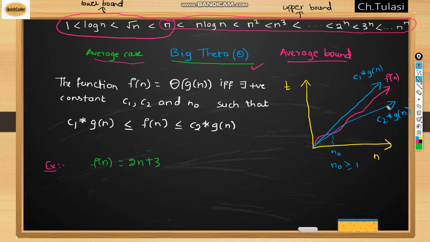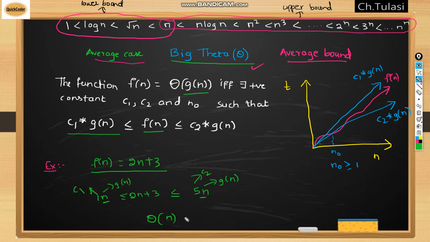Now let's see the example here. Our function f of n should be greater than or equal to c1 into g of n and less than or equal to c2 into g of n, as we already saw in the previous examples. So 2n plus 3 is less than or equal to 5n and it is greater than or equal to 1n. Here also n and here also n. So our big theta notation is n as g of n. Our big theta notation is theta of n.